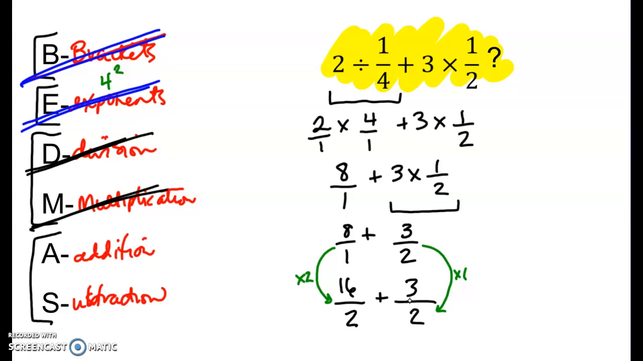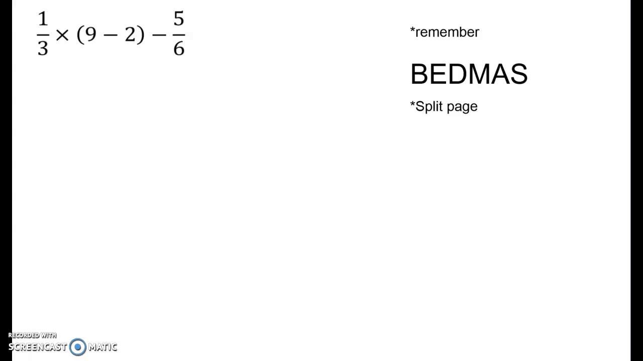And now we have the common denominators. We're able to add the fractions. 16 over 2 plus 3 over 2 gives us 19 over 2. We check to be reduced, and then we turn to mixed numbers, which 2 goes into 19 9 times with 1 extra. And we find that the answer to that long highlighted problem at the top is 9.5, following these exact BEDMAS steps. All right, let's try another one.